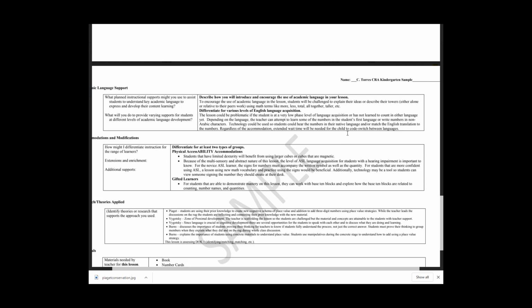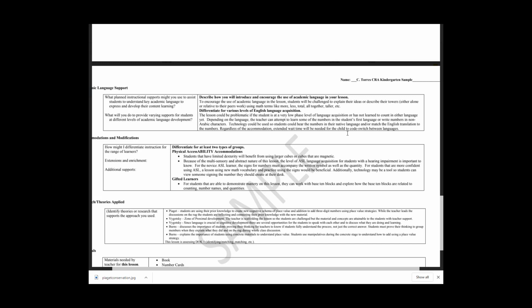Okay, and again, I would say use technology. It's not unusual to find iPads at a lot of the schools. You don't need anything fancy. Something that is going to be able to just create a little video to help those students start to acquire knowledge. So as far as differentiating for 2 types of groups, I just concentrated on students with physical accessibility accommodations.